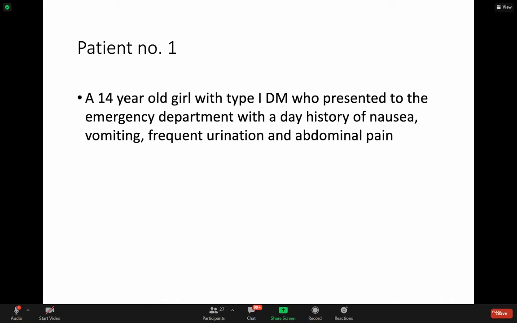يلا يا شباب. من الهيستوري هذا, من السيناريو, what do you think this patient is likely to have? Type 1 diabetes وجايني with abdominal pain, and frequent urination. لا أعطوني diagnosis. DKA صح, diabetic ketoacidosis. This is what I expect.